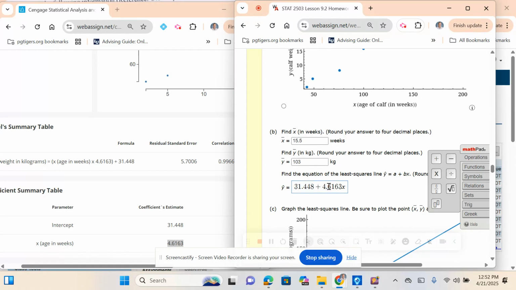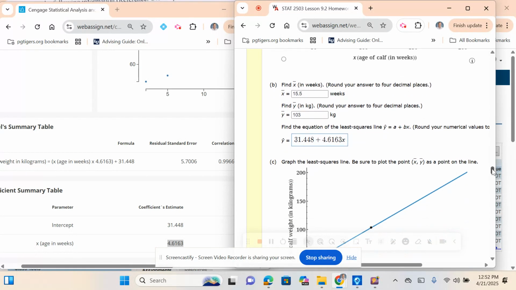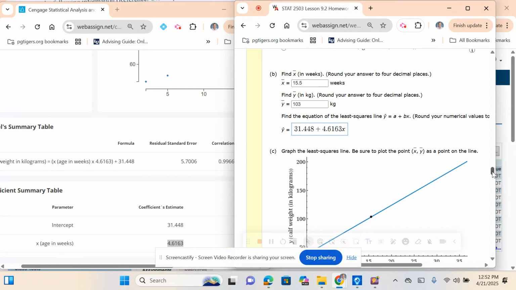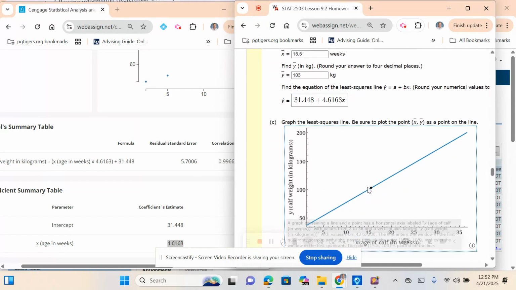So 4.6163 times X. Now, I'm looking for the graph that has 15.5 and 103 on it. 15.5, 103, and I want like this looks like it's going to be it. And I want a positive correlation because it's going up. So 15.5, 103 right here. So that's what I want.